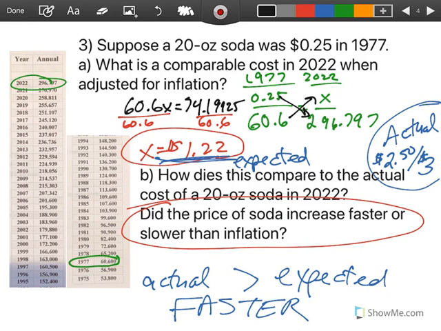And you can do that with anything. So if you want to say, okay, bacon in 1990 was this price, what should it be today? And then compare it to the actual, you can see if things are growing faster or slower than inflation. Because it's odd, but some things do grow slower than inflation in terms of price, while others, like Disney World tickets and 20-ounce sodas, grow much faster.